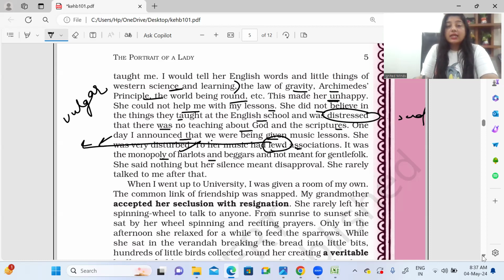It was monopoly of harlots and beggar. Harlots and beggar, or harlot you can say as a vagabond, those who do not have a home.